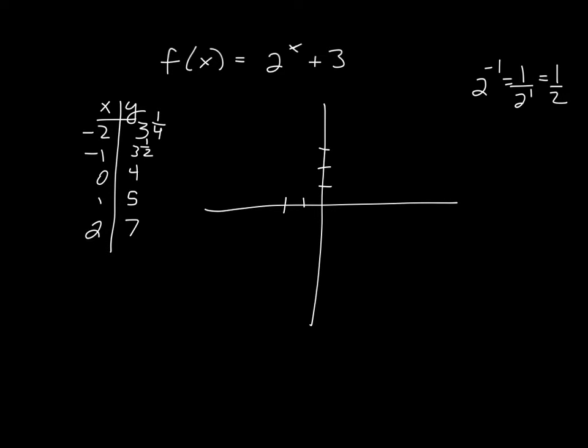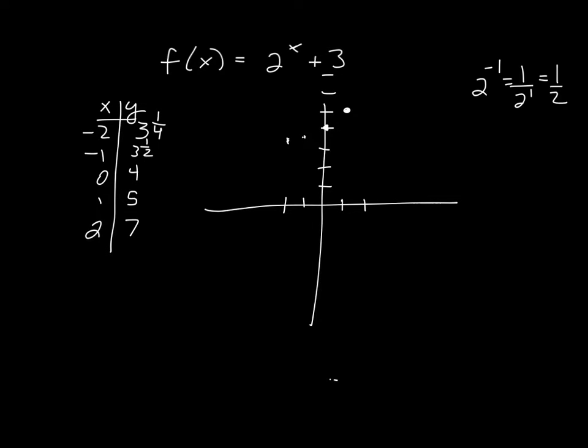So what's going to happen here is, and we should probably know this now, this thing's never going to drop below 3. If we go to -2, we get something a little bit higher than 3. We get 3 1/4, so it's going to be in here somewhere. Let's call this 4, so this would be down here. -1 is 3 1/2. 0, 4. 1, 5, and 2, 7.